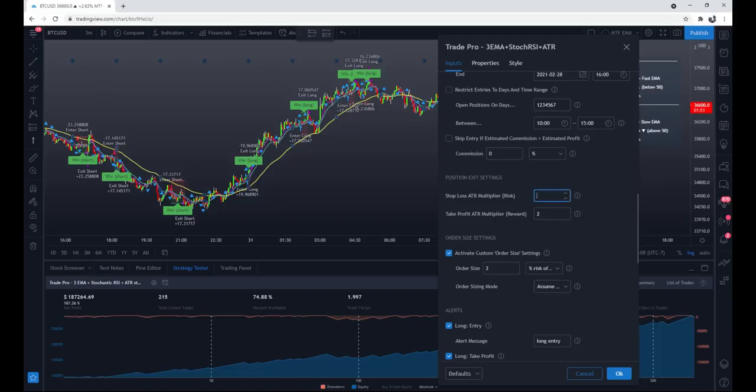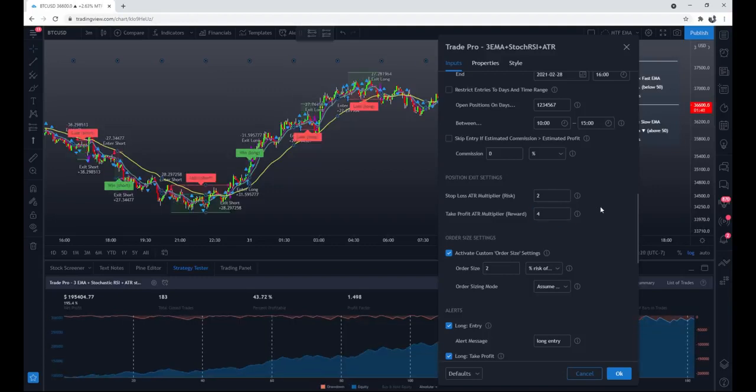So if you want to have only a 2 ATR for your stop loss and you want to have a 4 ATR for your profit target, then you can do that. So we'll see how those results turn out. And of course, the percent profitable is going to go down. So 43% profitable, 1.498 profit factor, and 195 for that net profit.